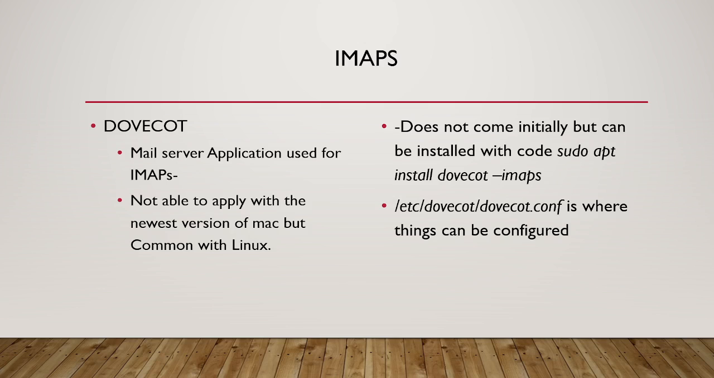And then if you would like to configure things, you have /etc/devcot/devcot.conf, and that's how you'll be able to configure things. One thing I will say is that although it's not supported on the newer versions of Mac, it is supported on some of the older versions. Devcot also supports things like IMAP, IMAPS, POP3, and POP3S, but of course, we're focusing strictly on IMAP. These are just things that should definitely be noted. With those things being said, let's move on to some of the hardenings of IMAPS.